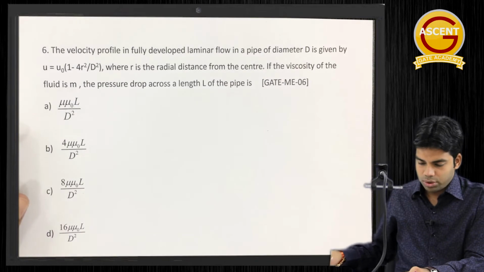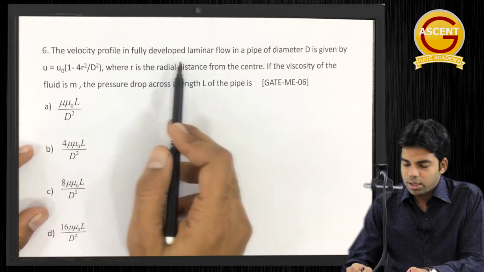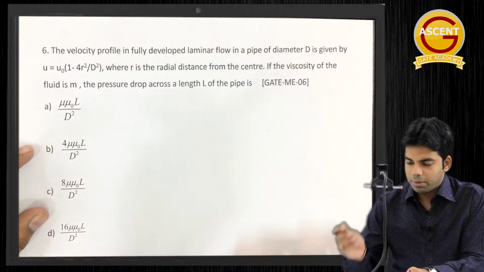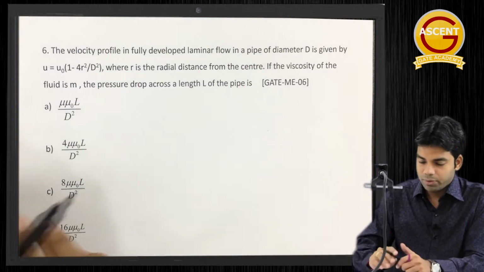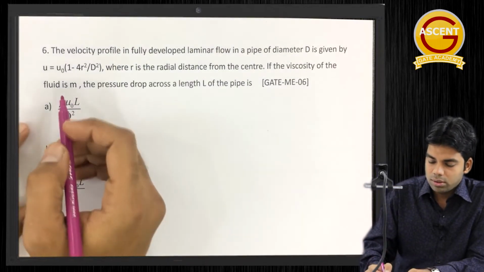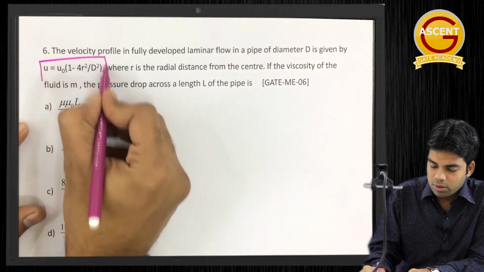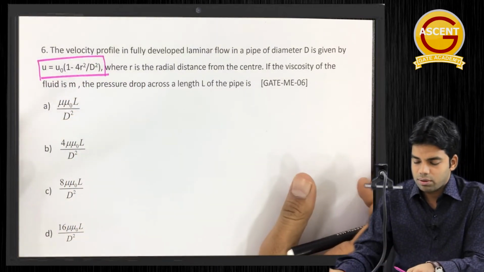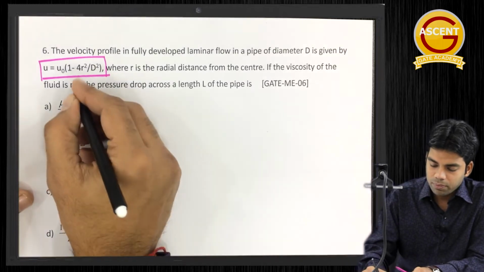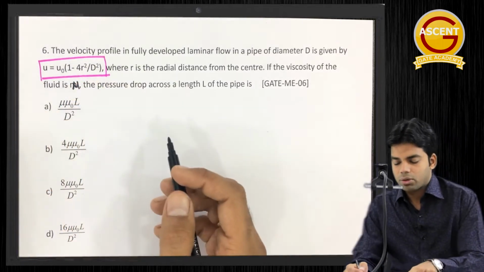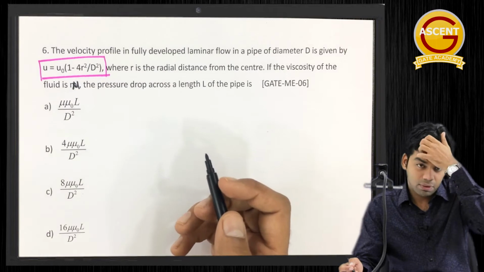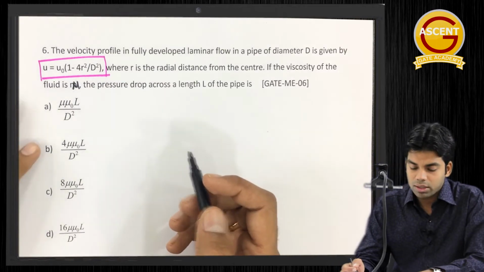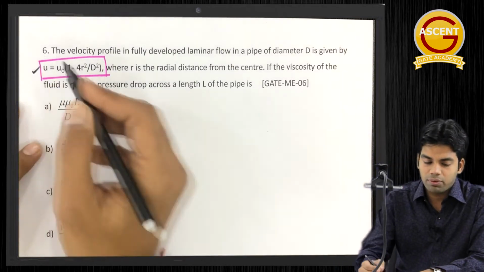Okay, next question. The velocity profile in a fully developed laminar flow in a pipe of diameter d is given by U is equal to U naught into 1 minus 4r square by d square, where r is the radial distance from the center. If the viscosity of the fluid is mu, the pressure drop across the length L of the pipe is. We want to calculate the pressure drop. Viscosity is given as mu and the velocity profile is given.